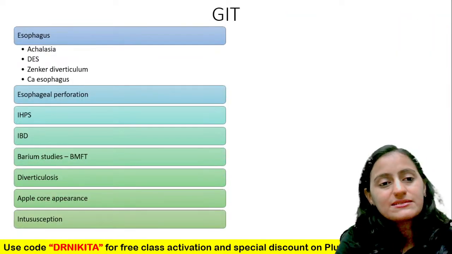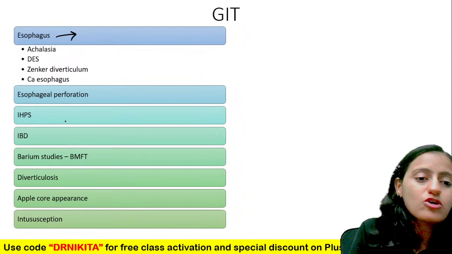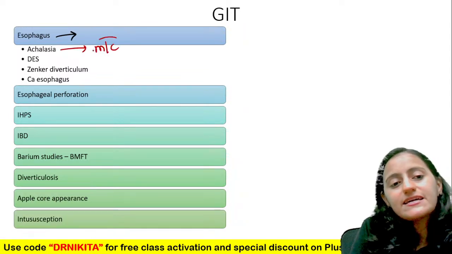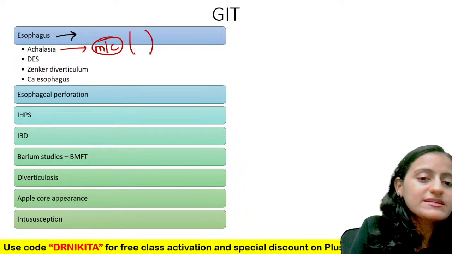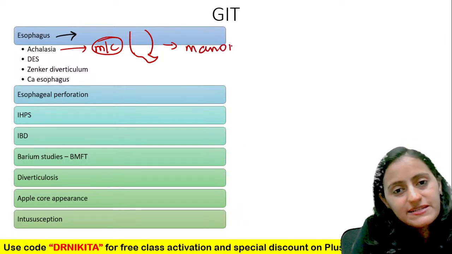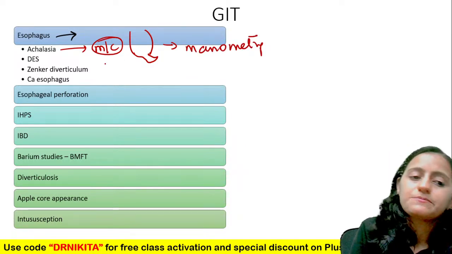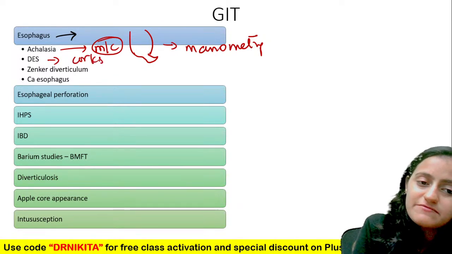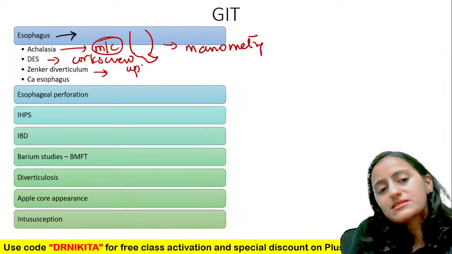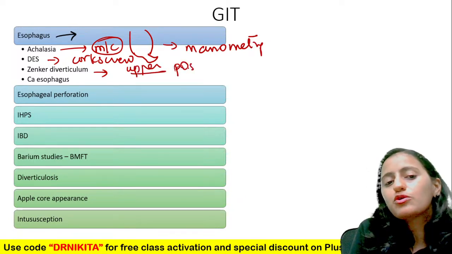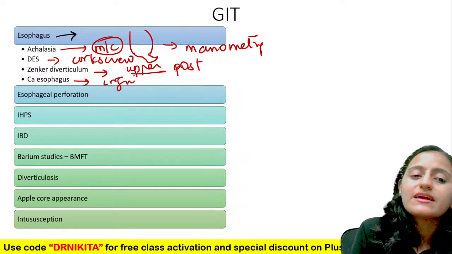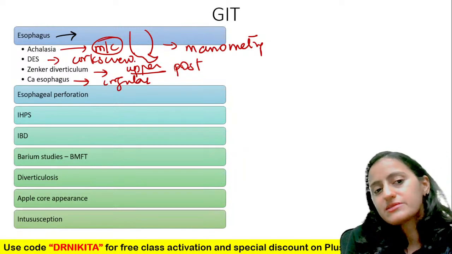The next system we are discussing is GIT. What are the common esophageal pathologies asked radiologically? Achalasia is the most common, where you see a dilated esophagus with bird beak appearance, and the gold standard investigation is manometry. Diffuse esophageal spasm has a corkscrew esophagus. Zenker's diverticulum is the upper esophageal diverticulum going posteriorly. Carcinoma esophagus shows irregular narrowing with shouldering.